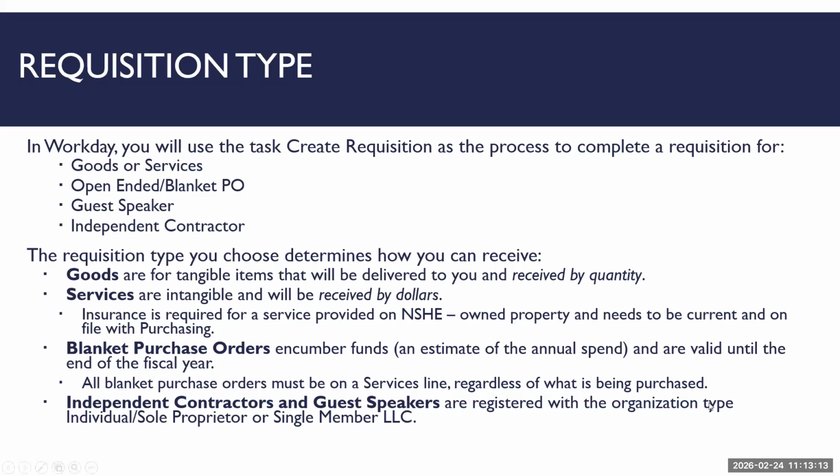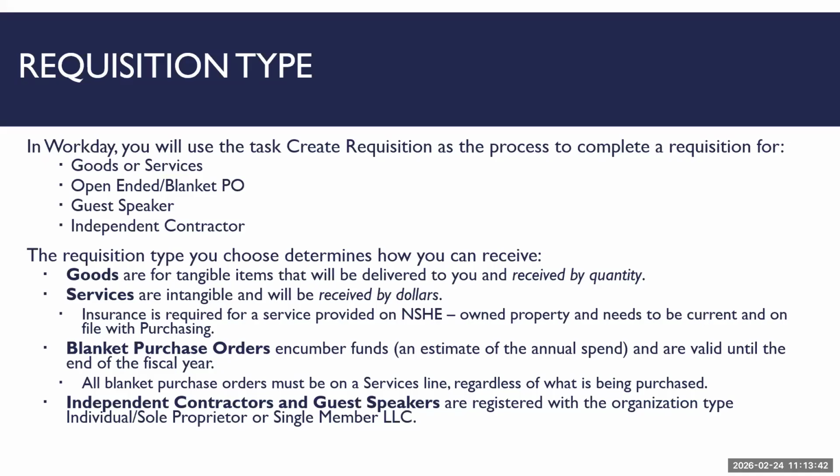Make sure we have everything. Okay, so we'll go over these different requisition types, especially goods and services. If you're purchasing goods only, like equipment or materials, those tangible items that you're going to be receiving should be received by quantity, what you're purchasing. Services are not tangible and are received by dollars. So those are different in how they look.